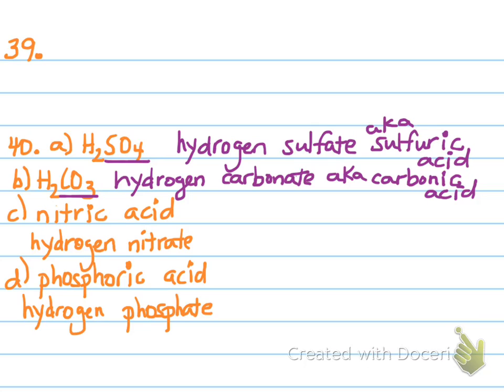Nitric acid, I would call it hydrogen nitrate. So my symbol for hydrogen is H, charge of +1. Nitrate is NO3, charge of -1. I crisscross down. My formula is just HNO3.